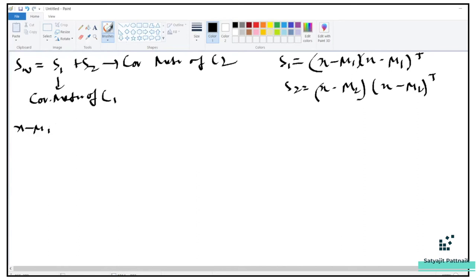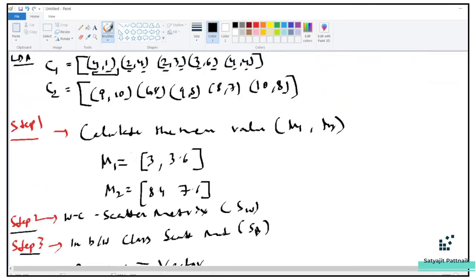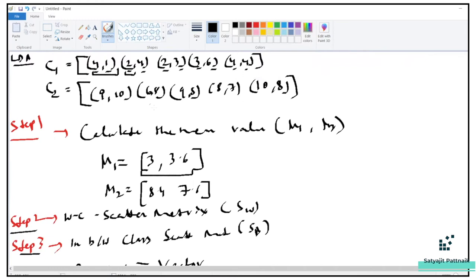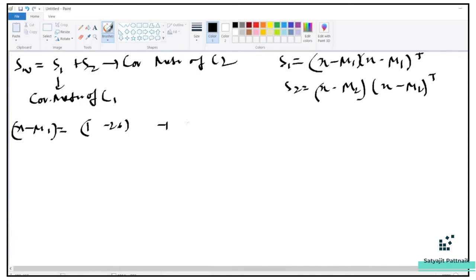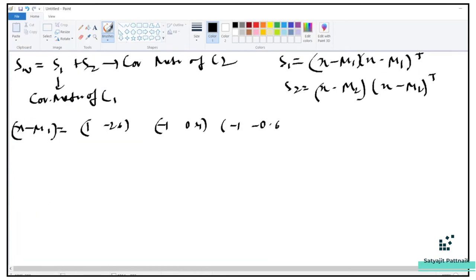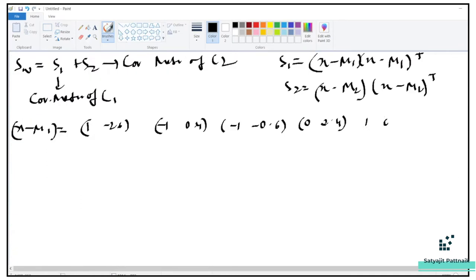Before that, let's find X minus mu 1. What is X minus mu 1? Going back to the previous slide, this is my X value and this is my mu 1 value. So 4 minus 3 is 1, 1 minus 3.6 is minus 2.6. 2 minus 3 is minus 1, 4 minus 3.6 is 0.4. Third element: 2 minus 3 is minus 1, 3 minus 3.6 is minus 0.6. Similarly, 3 minus 3 is 0, 6 minus 3.6 is 2.4. 4 minus 3 is 1, 4 minus 3.6 is 0.4. These are my five values of X minus mu 1.